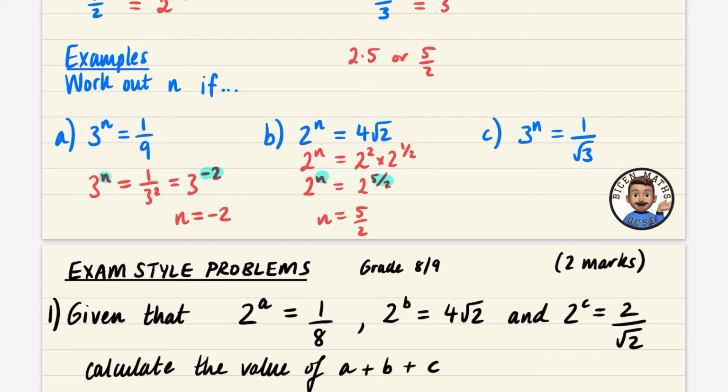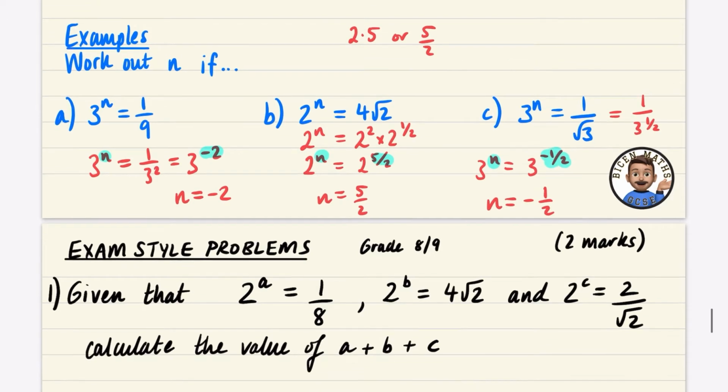This last one is also trickier. So I'm going to say that this could be rewritten as 1 over 3 to the half. So 3 to the n is the same as, well, that would be 3 to the power of minus a half because it's down in the denominator, so we can say that it's actually had a negative power, meaning when you compare the powers that n is minus a half.